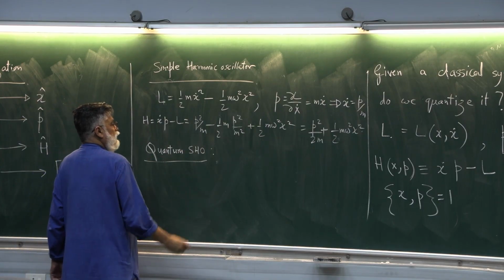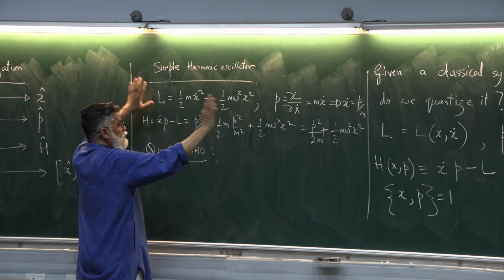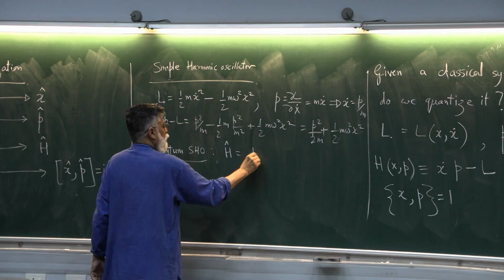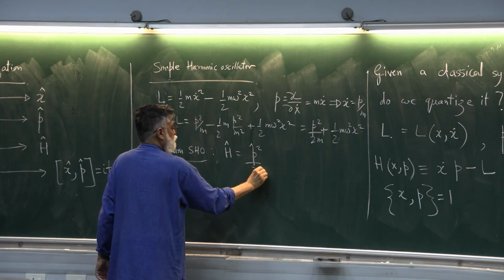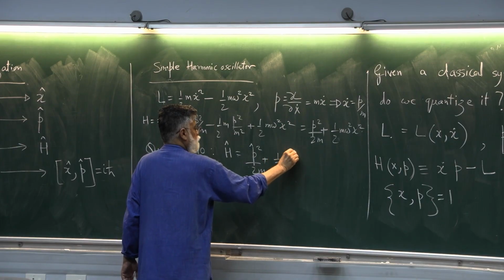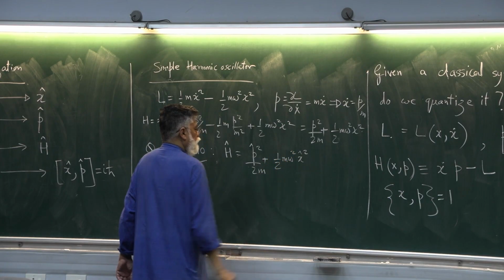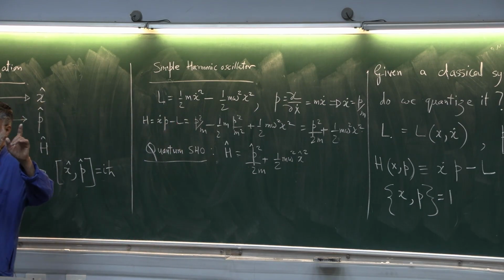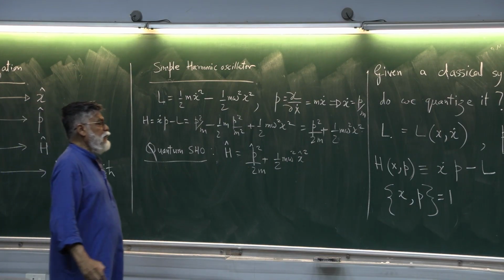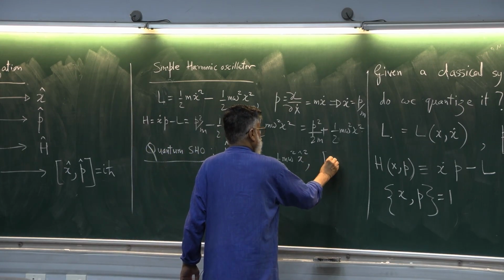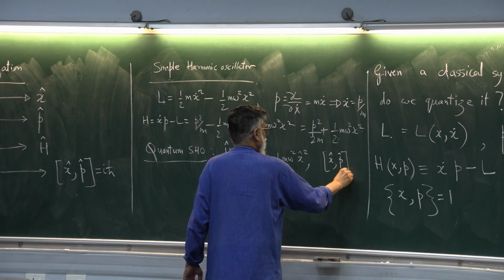So for the quantum SHO, now your position is an operator, momentum is an operator, and the Hamiltonian is an operator. P and X are operators such that the position and momentum operators satisfy the canonical commutation relation, namely the commutator of X and P is i h bar.